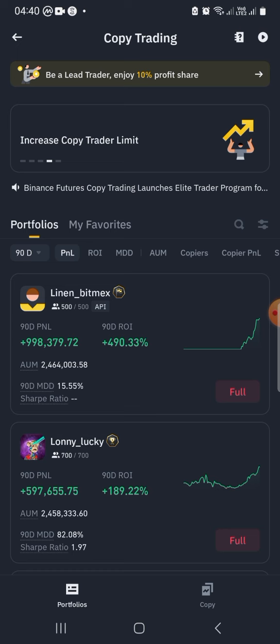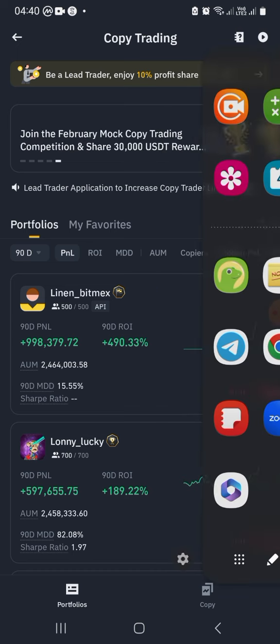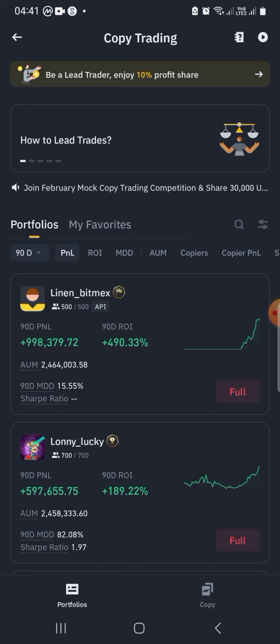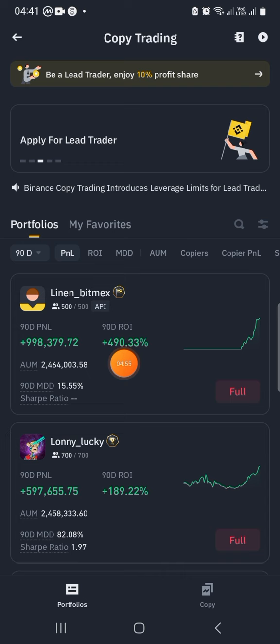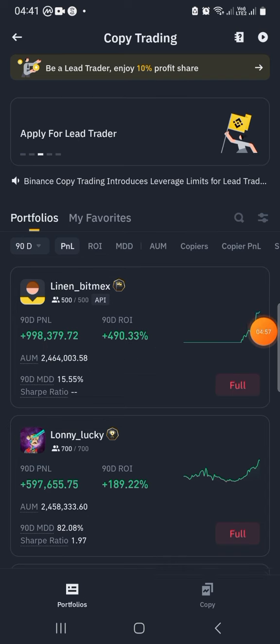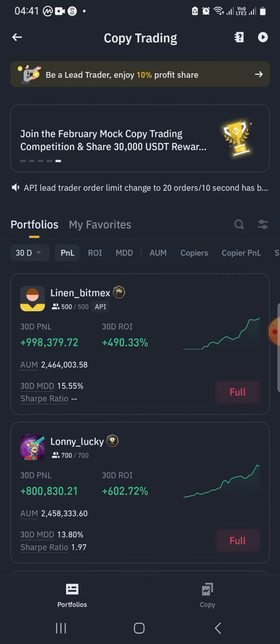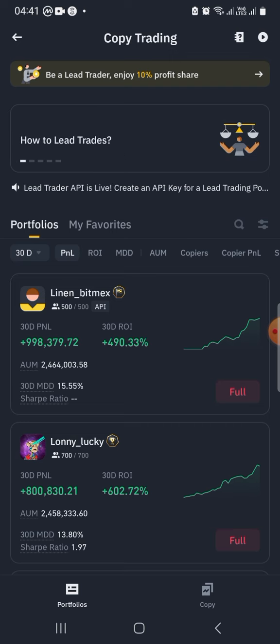So in 90 days you can see that this lead trader, Lenin Bitmex, is the highest in terms of profit and loss. In 90 days he has close to $1 million in profit, and the ROI in 90 days is 490%, right? So it's arranged in that order. If you toggle back to, say, 30 days, Lenin Bitmex is still the top. In 30 days, still the same.